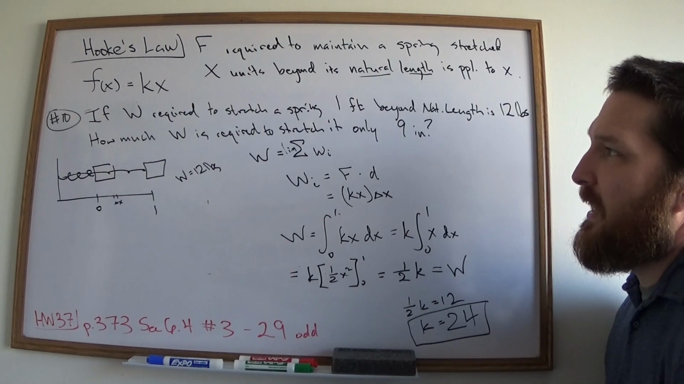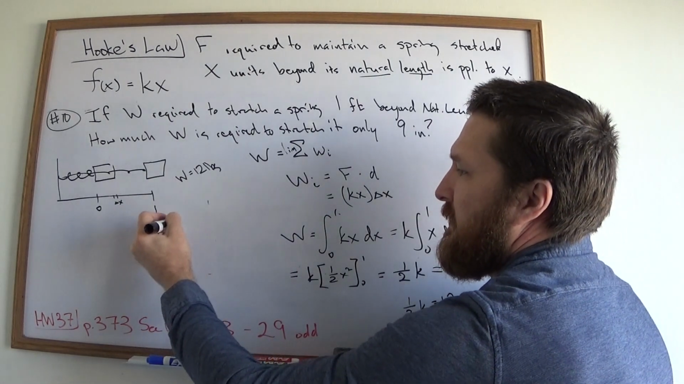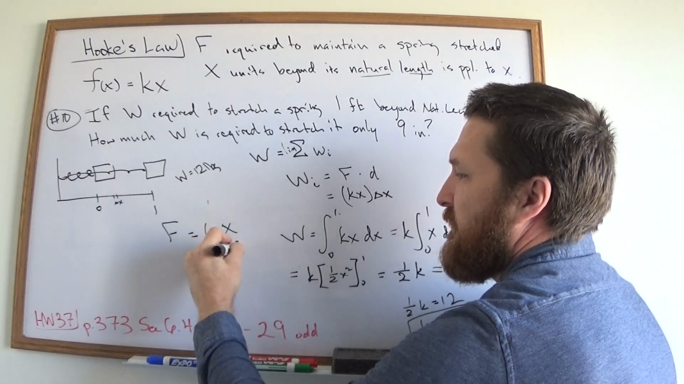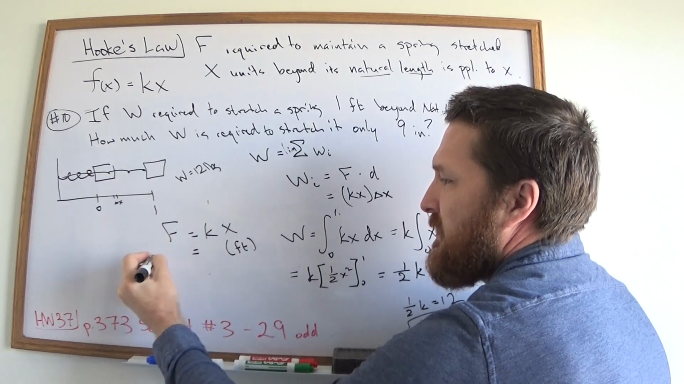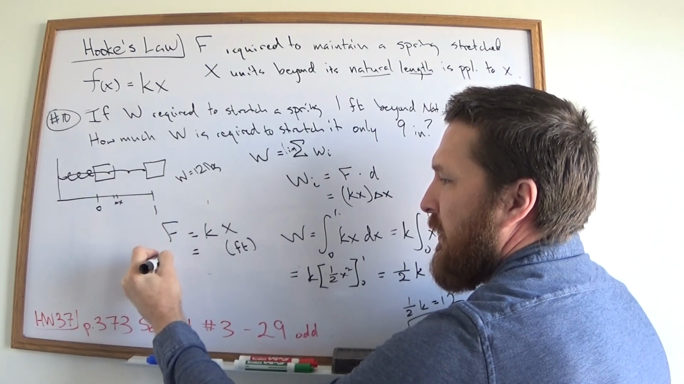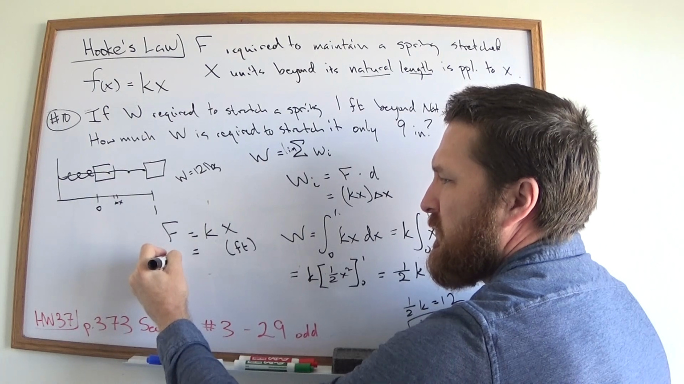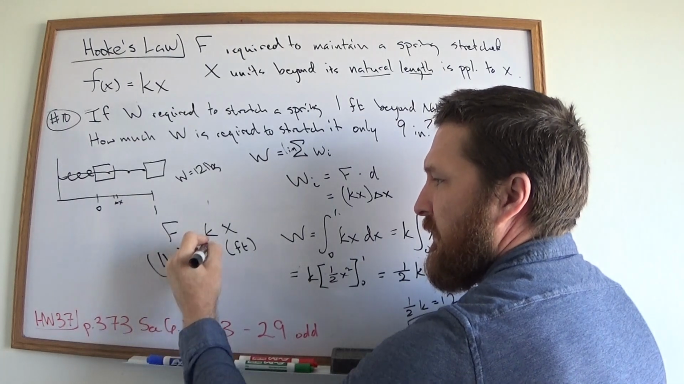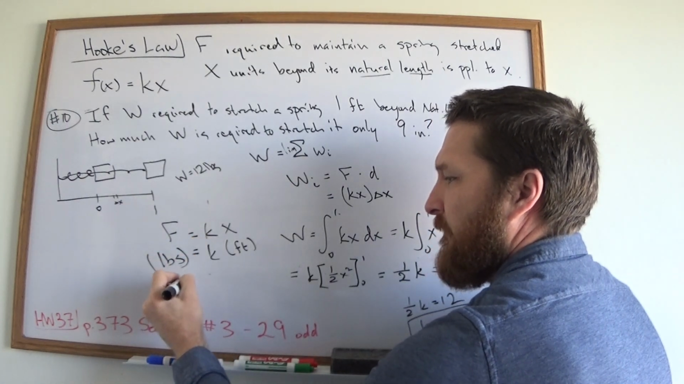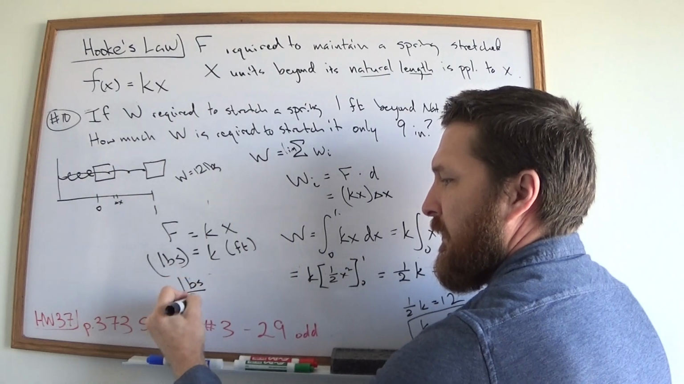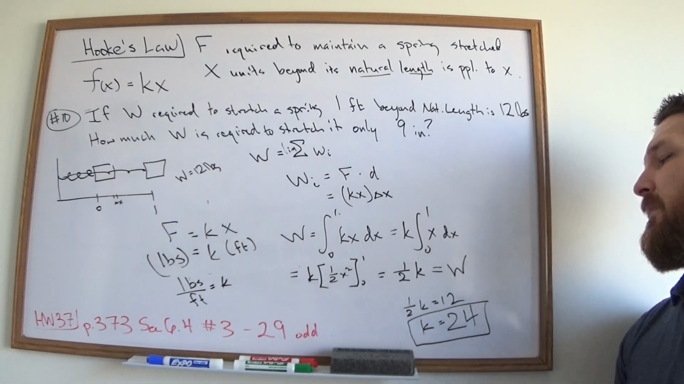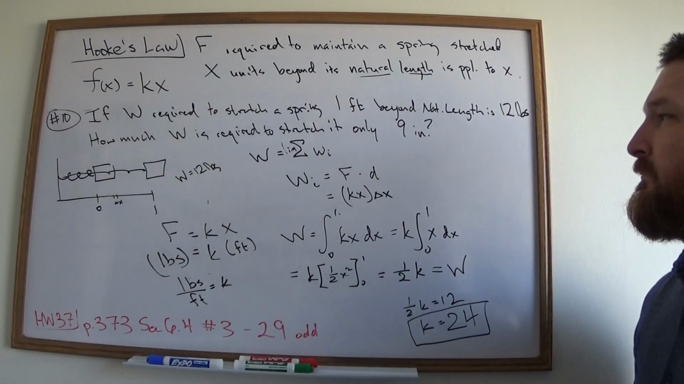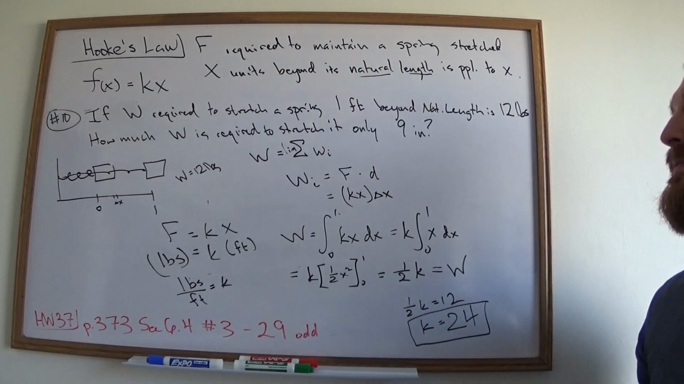The force is in pounds. Force equals kx, and x is in feet, and force is in pounds. So then k is pounds per foot. So k is 24 pounds per foot. And you're like, but it was 1 foot and it's 12. Yeah, because the force is not constant.